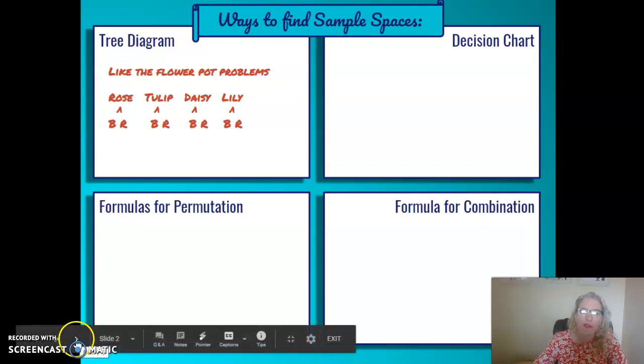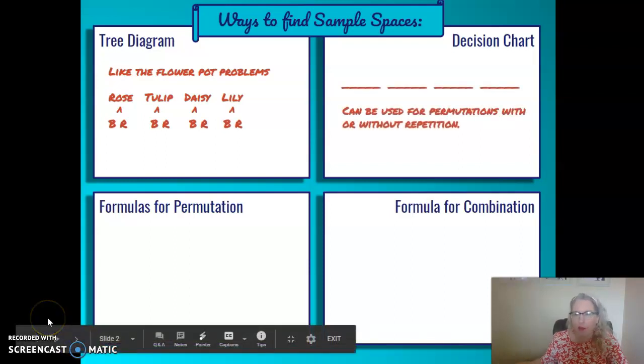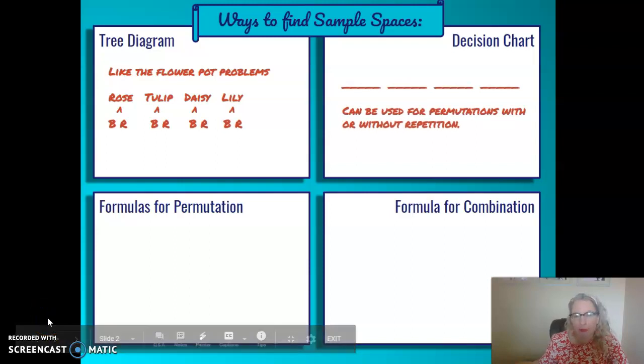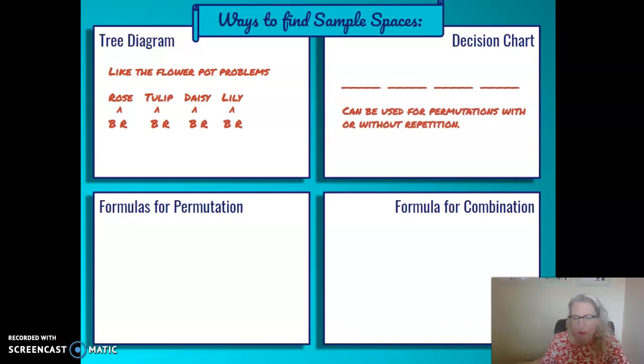Likewise, we can also use decision charts, just like I showed you with the baseball. Decision charts can be used for permutations with or without repetition, and I'm even going to show you how they can be used to figure out a combination, even if it's not a permutation.